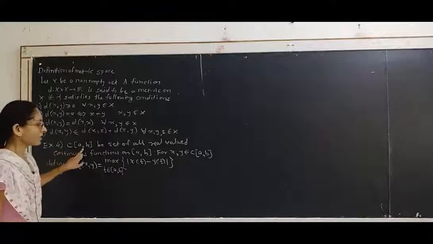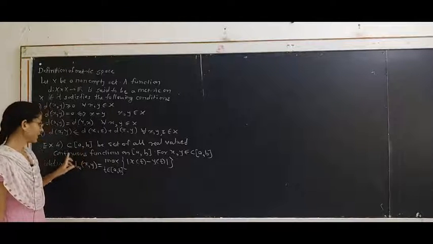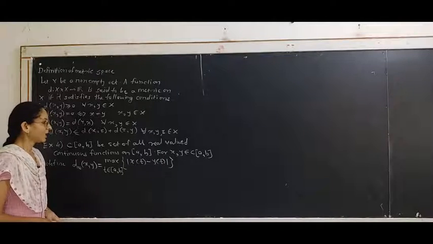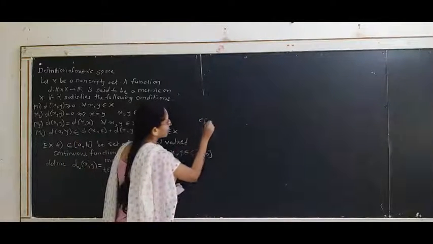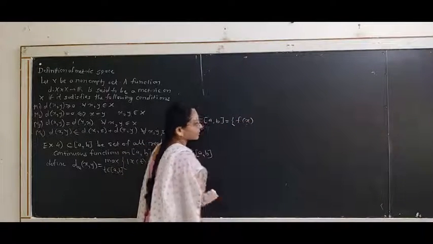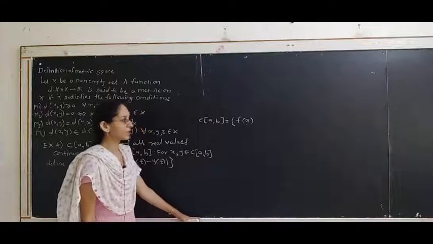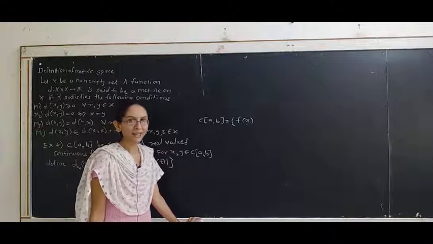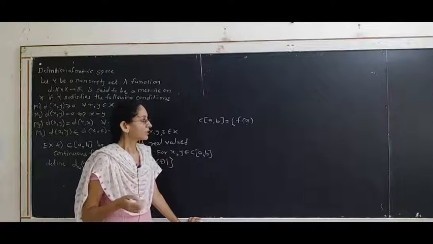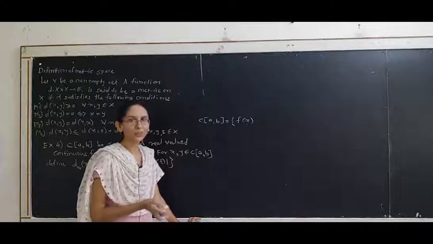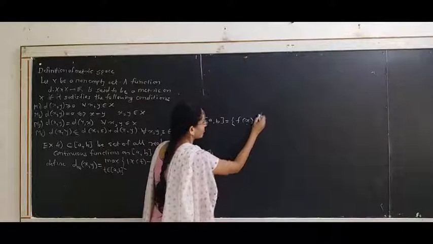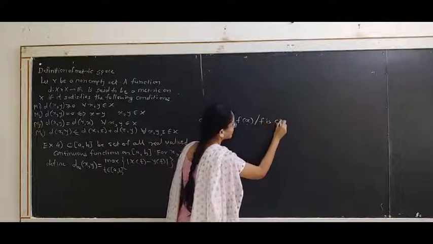Now C[a,b] is the set of all continuous real valued functions on the closed interval [a,b]. This C[a,b] is equal to the set of all continuous functions f(x) whose images are real numbers, meaning it is a real valued function. The function f has codomain the set of real numbers.